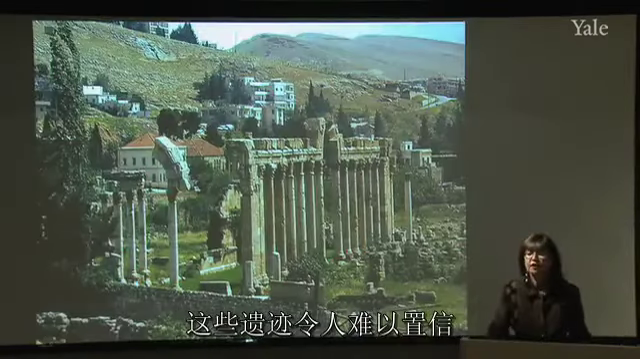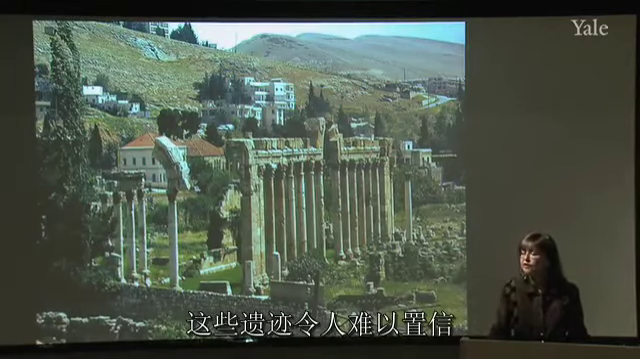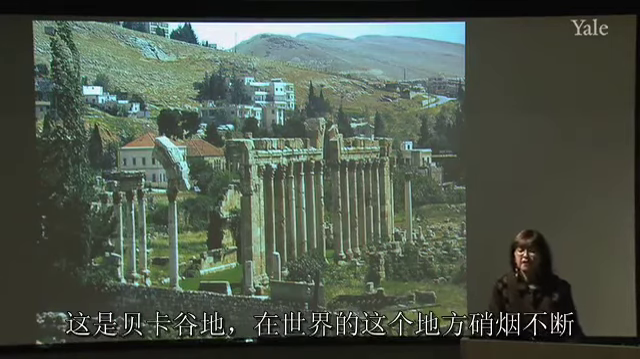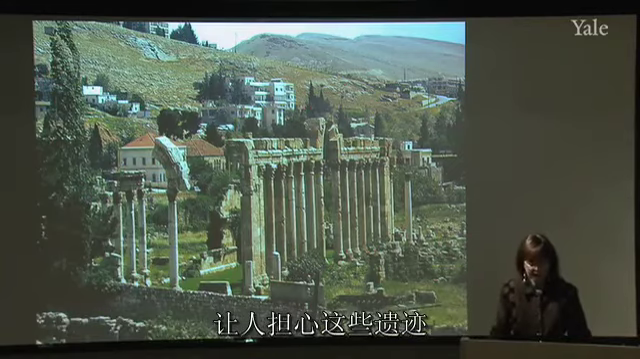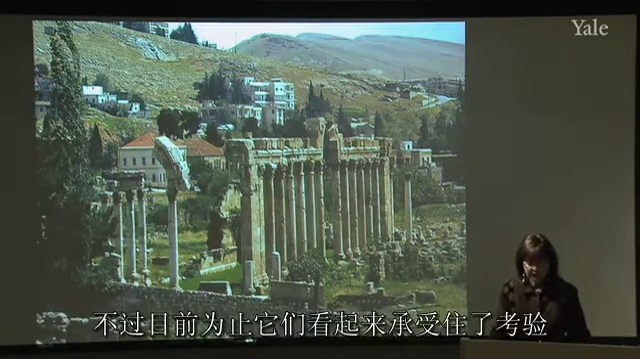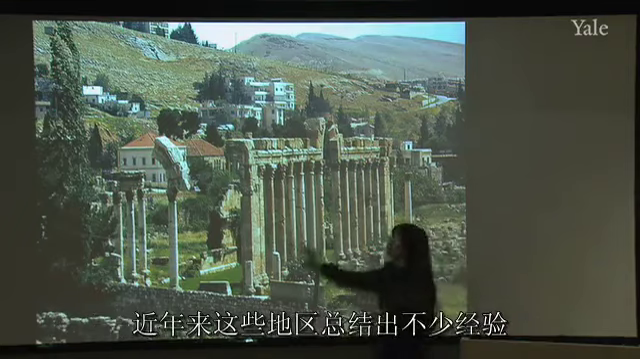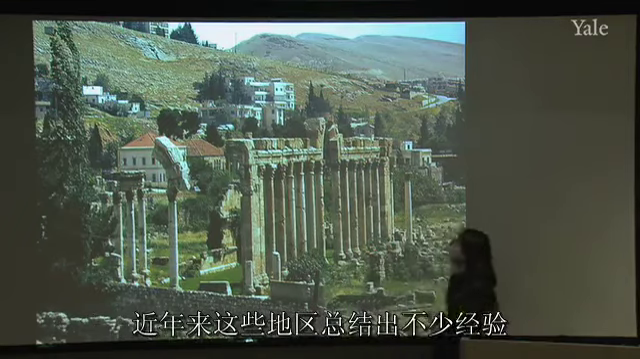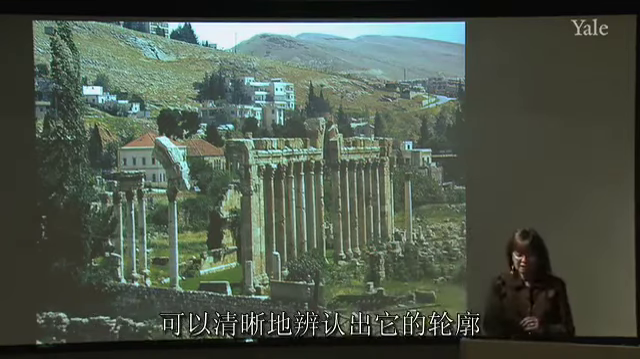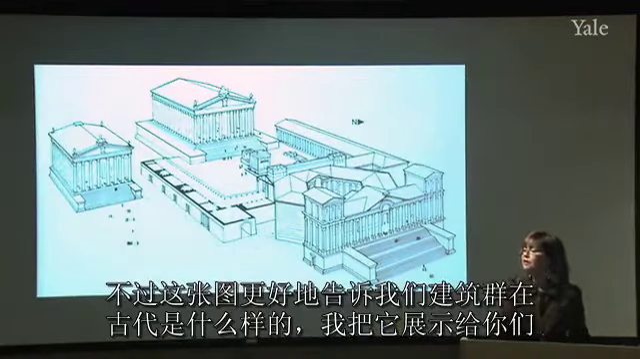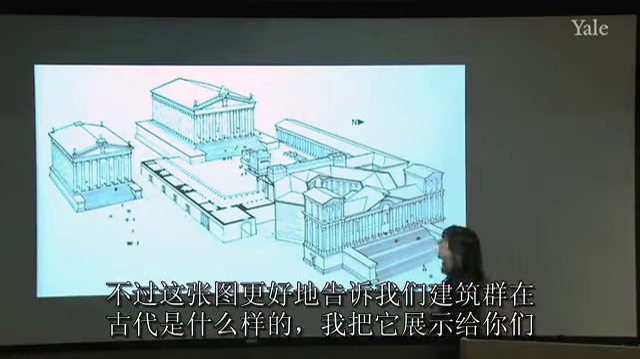And the remains are incredible. This is in the Bekaa Valley, so there's often fighting that breaks out in this particular part of the world, and one worries about these monuments, but so far they seem to have withstood some of the difficulties that area has experienced in recent years, and you see some of them here nicely silhouetted against the landscape. But this gives you a better idea of what the complex looked like in antiquity.